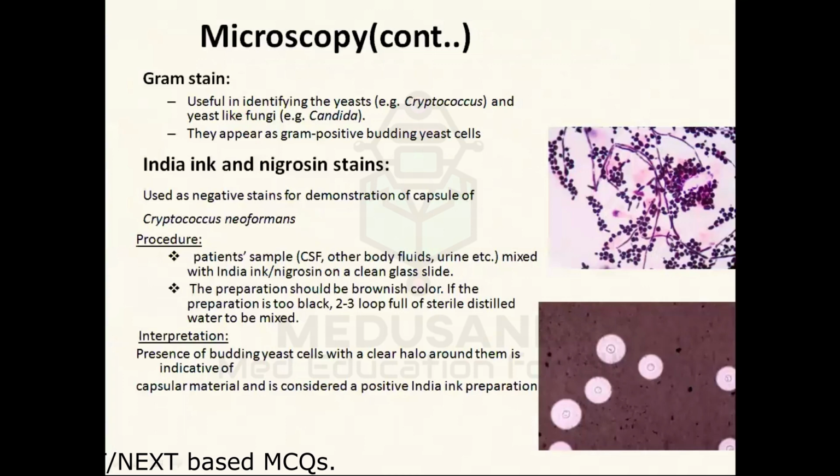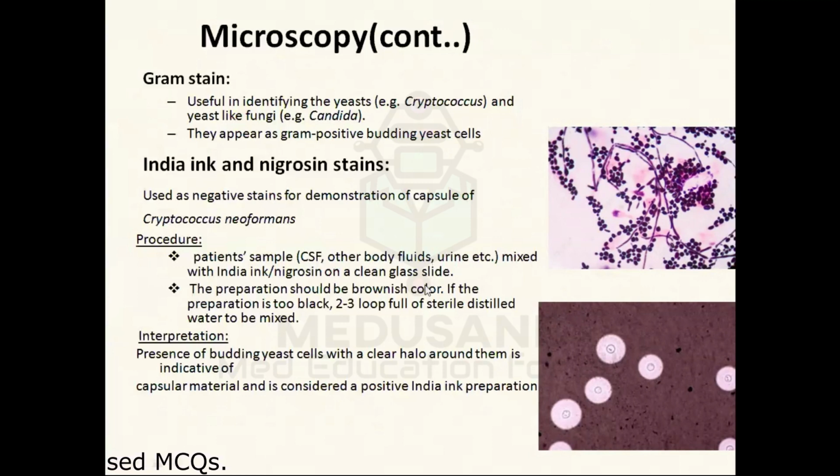Then coming to the other microscopic findings with the Gram stain. I think you are most familiar with this Gram stain procedure, all the steps, and what stains are used in Gram stain. Mainly, Gram stain is used to identify Cryptococcus and Candida. So in this picture we are able to see the yeast cells and the hyphae. This is a pseudohyphae, which all take up the Gram positive.